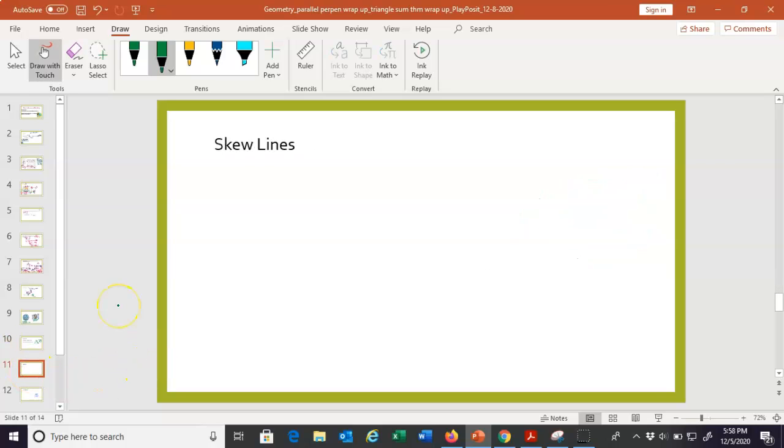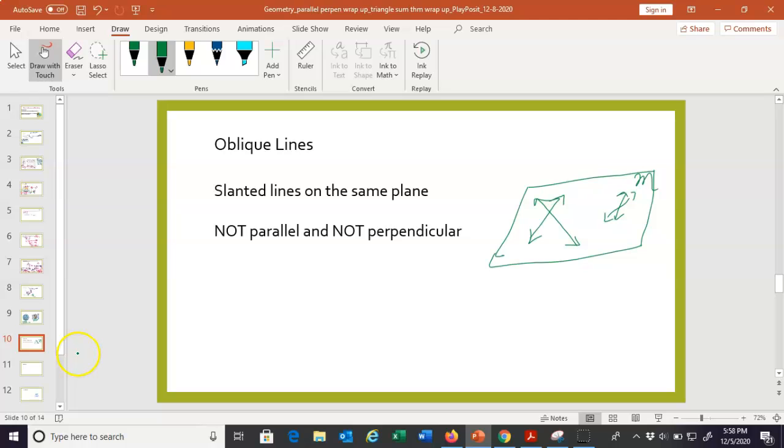All right, the last kind of line we're going to talk about in geometry are skew lines. I don't know if I said this specifically, but the only lines you can have in two dimensions are parallel, perpendicular, or oblique. That's it. Think about it. In this two-dimensional space, you're going to have either parallel lines, perpendicular lines, or oblique lines. There's really no other type of line you can draw.